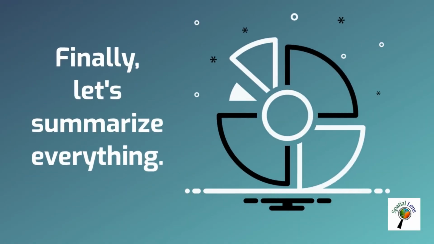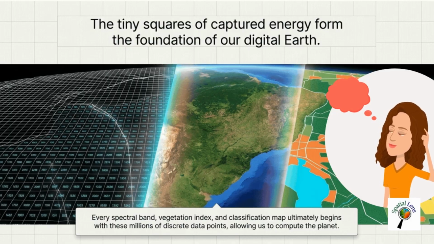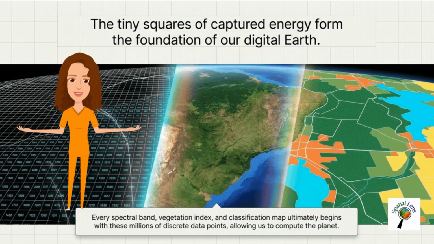Finally, let's summarize everything. A pixel, or picture element, is the smallest unit of a digital satellite image. Each pixel represents a specific ground area and stores a numerical value, representing the electromagnetic energy detected by the sensor. Millions of pixels combine to create a complete satellite image. The size of each pixel depends on the spatial resolution, while the numerical value stored inside each pixel depends on the reflected or emitted energy from the Earth's surface.